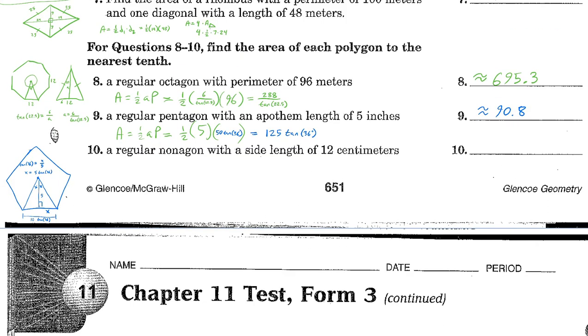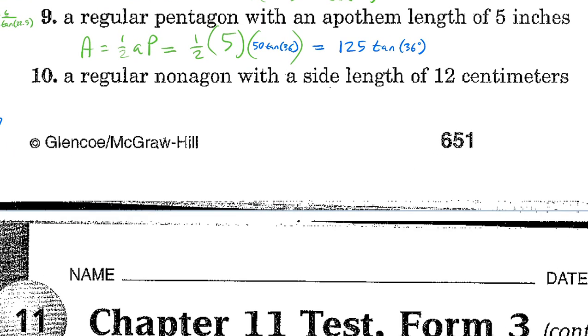Okay, a regular nonagon with side length of 12. So regular nonagon, so we have 9 sides, so draw it, that's my regular nonagon. So a single side length is 12, and we're just doing the same thing here. So this time, let's do it different. Instead of using the formula, let's just find the area of a triangle and multiply it, okay? So we have 360 degrees divided by 9 for the nonagon. So each of these is 40 degrees.